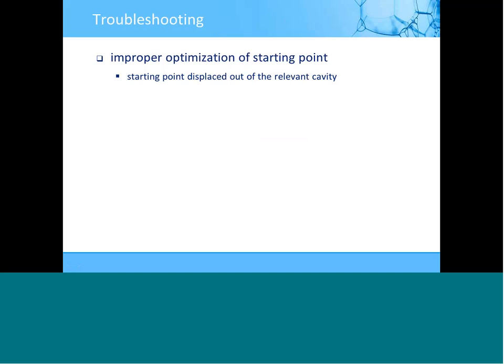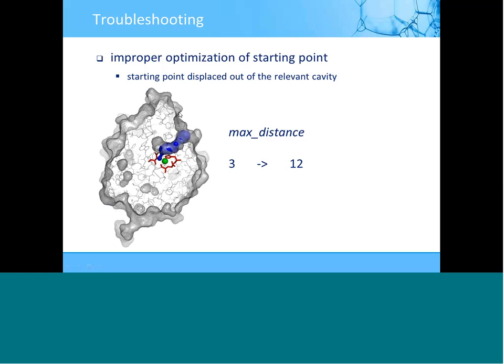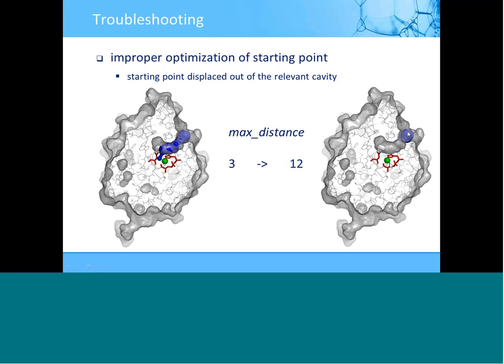Especially with the maximal distance, we will have the same situation. If the maximal distance is too large for our system, the starting point can even be displaced out of the relevant cavity. In this case, it would go outside onto the surface of the protein, and you will have only a single sphere before you actually reach bulk solvent. This is easy to detect, so it's not such a problem, but sometimes you have more cavities in the protein, and it can just jump to some other cavity which is not relevant. Nothing is happening there, so you will get tunnels leading from very different positions.